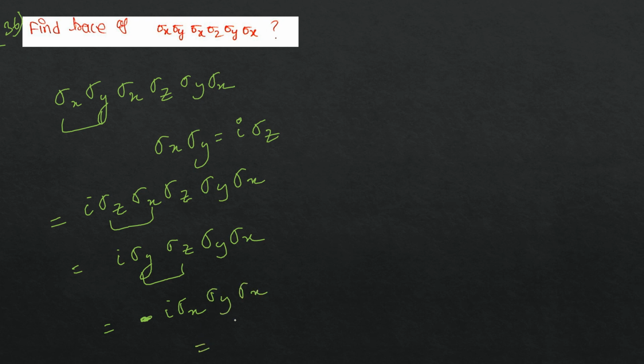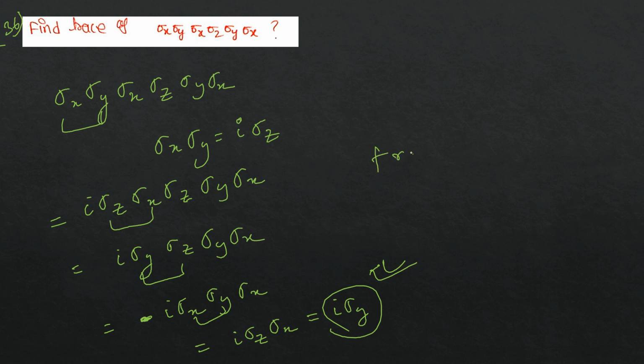Now, this is how much? This is your i sigma z, sigma x. This is your i sigma y. So this is your actual matrix, the final matrix from this calculation, and the trace of i sigma y.